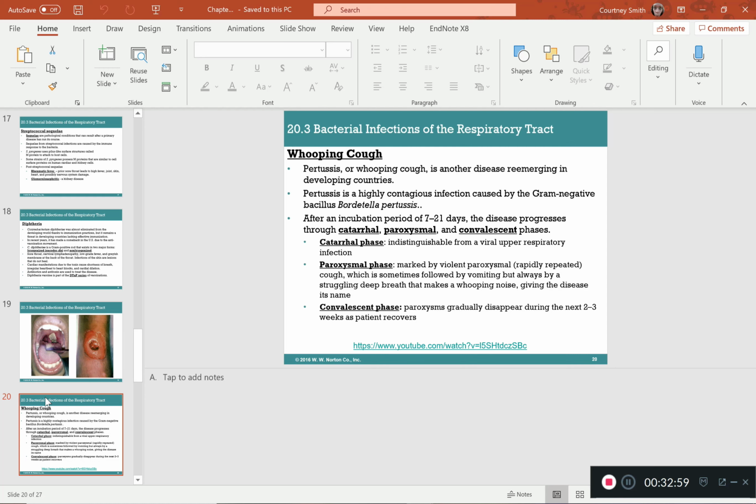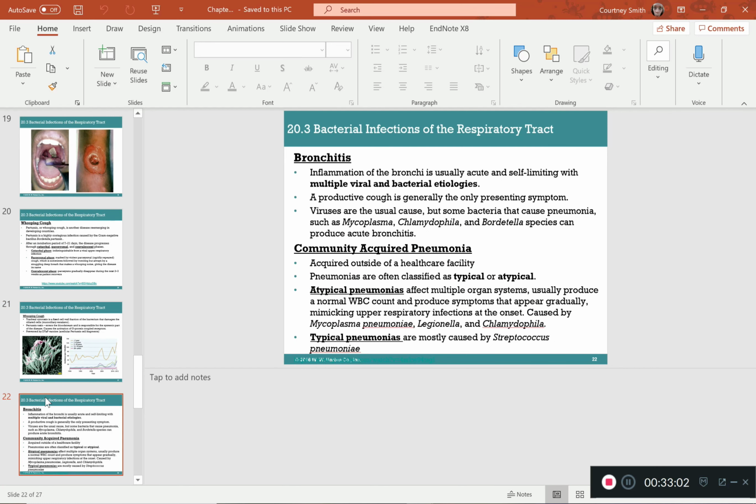Okie dokie. So that's the big picture of whooping cough. Now we have pneumonia. I will definitely be asking some questions on pneumonia, so I do want you to know the difference on how to classify them. There's typical and atypical.